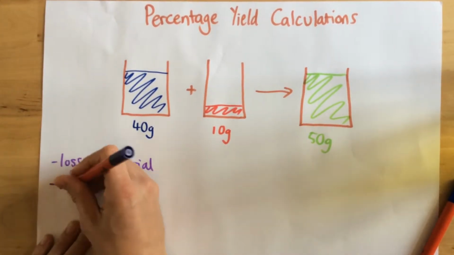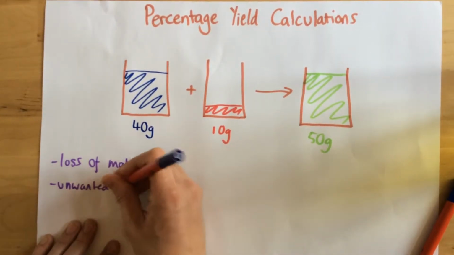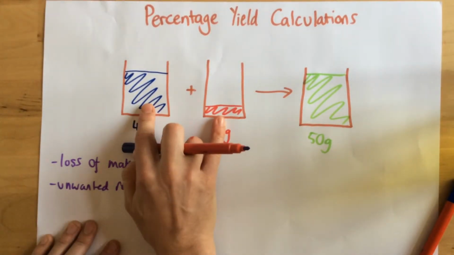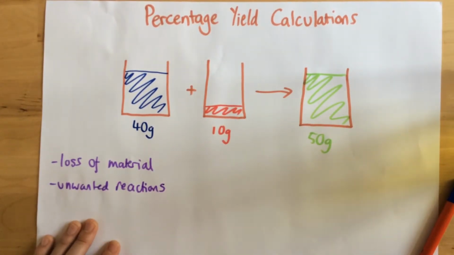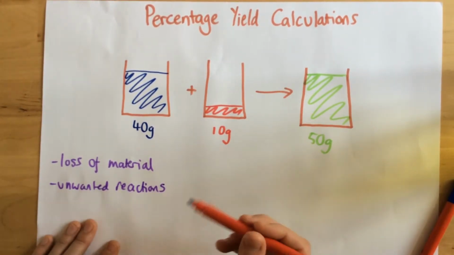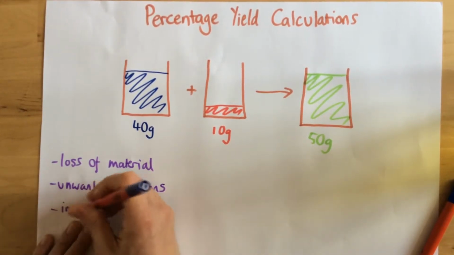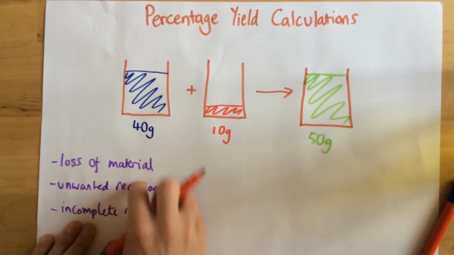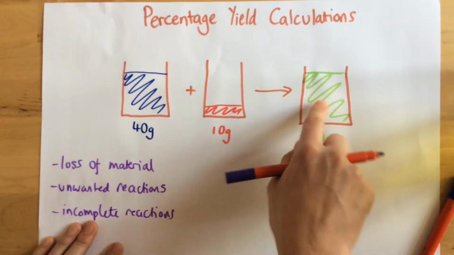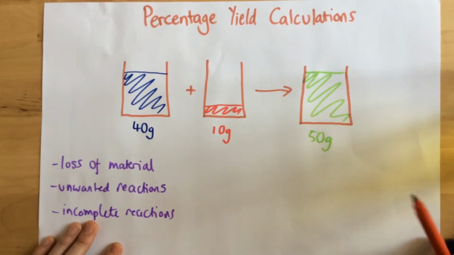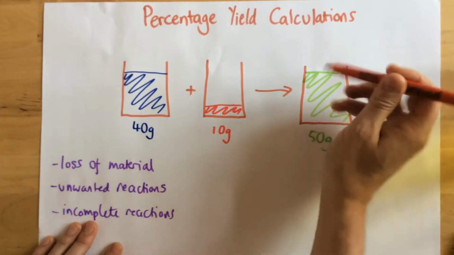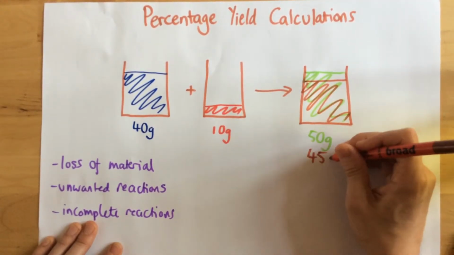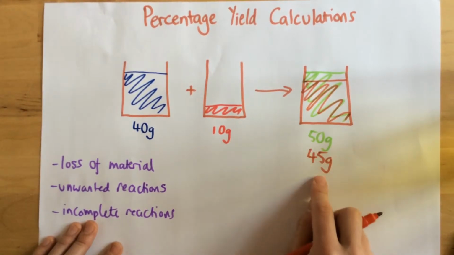We could also have unwanted reactions. Now what that means is there could be some kind of impurities that our reactants react with, meaning we don't get our desired product or that much of our desired product. And also we could have incomplete reactions, meaning that not all of our reactant ended up reacting. So in reality, we never actually get our theoretical yield. We always get less. So let's say in this particular example, we got 45 grams as opposed to 50 grams.